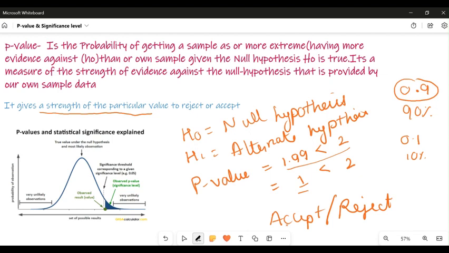Though the value is less than the significance level, so we are accepting the null hypothesis, the strength is different: one you are getting as 10 percent to accept the null hypothesis, and another you are getting 90 percent. So how you find this strength, you can do it by the p value.